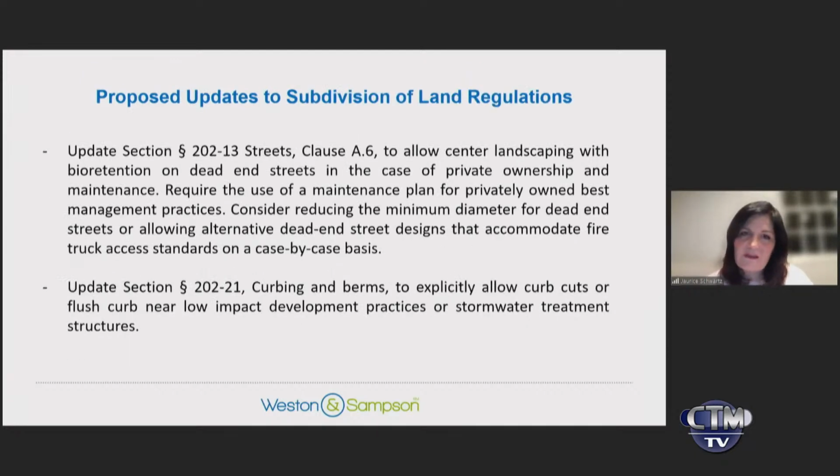Then we had a few updates to the subdivision of land regulations. The first item relates to dead-end streets, allowing center landscaping with bioretention on dead-end streets in the case of private ownership of those roadways, and requiring the use of a maintenance plan for that. We're also considering reducing the minimum diameter for dead-end streets and allowing other alternative dead-end street designs. During the internal meeting we had with the town, a representative of the fire department was there as well, so there were discussions about what that would look like. The last item is related to the curb cuts or flush curbs that we talked about before, expanding on the low impact development portion of that requirement. Right now it's silent in the subdivision regs, so we'd be adding some language there.